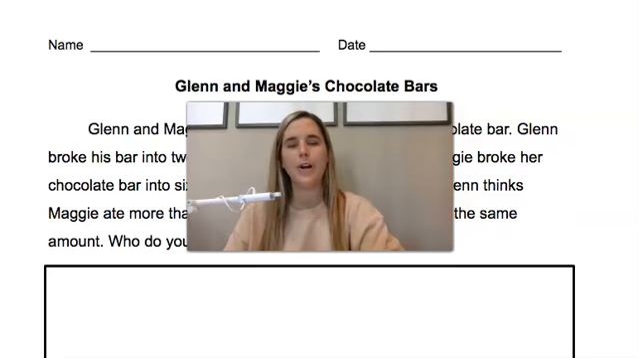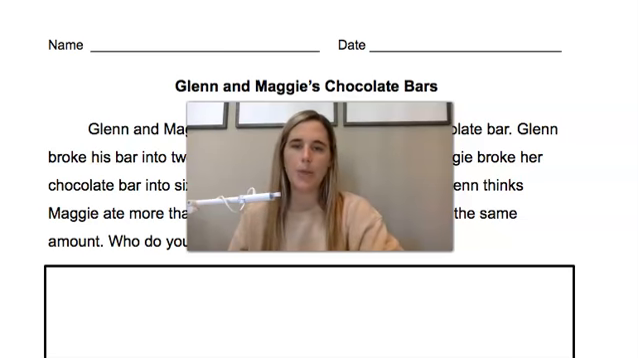Today, we are going to work on equivalent fractions and using the number line for them. We are going to examine a problem called Glenn and Maggie's chocolate bars. Before you get into the task, we are going to use the 3-read protocol to answer our question.